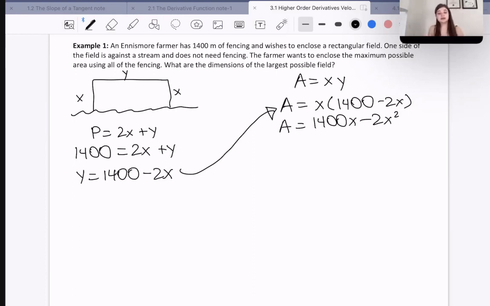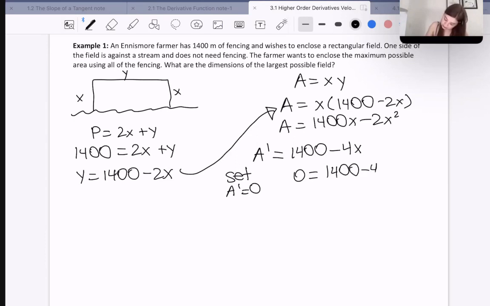And now this looks like an equation that is very simple for us to find the derivative of, right? We know how to do this with just the power rule. So now I'm going to find A prime, so the derivative, which is going to lead us to the maximum, when set to 0. So the derivative is going to be 1400 minus 4x. Let's set the derivative to 0 to find the optimal value. 0 is going to be equal to 1400 minus 4x. So 4x is going to equal 1400. So x is going to equal 350.